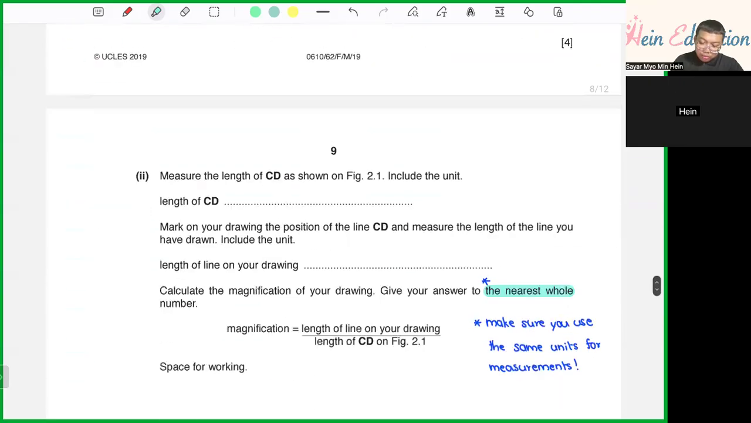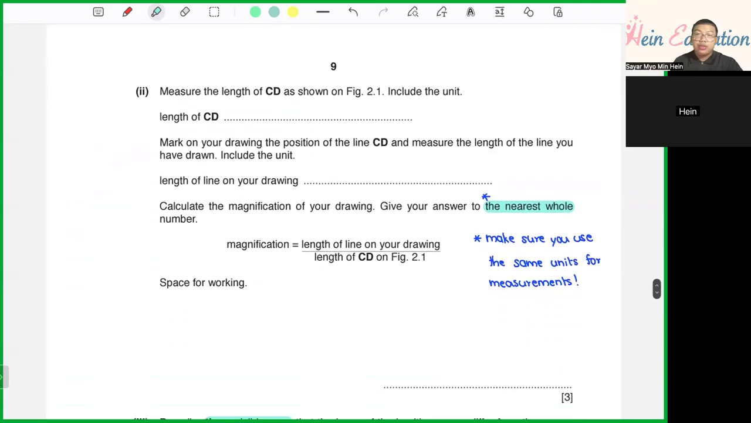And for the next part, I'm sorry for those watching my video, because I'm working on my tablet and I cannot measure the correct measurement. So I just skip the whole thing.